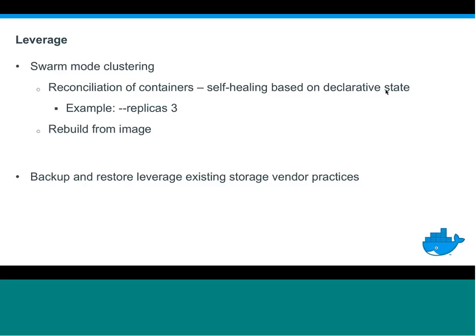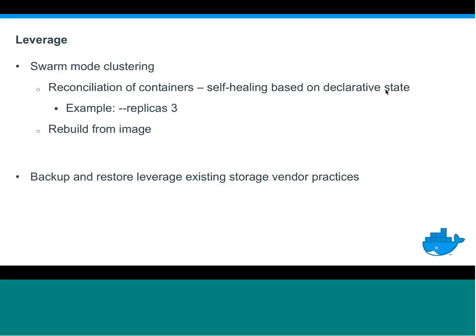Now, when, let's say, one of the hosts goes down or is disconnected from the swarm, the orchestrator will see that there's only 2 copies of the replica, and it will reinstantiate a third in an available host because it wants to maintain that declarative state of 3 replicas. How it does this is it's all based on the image, remember. So container runtimes are based on your image.